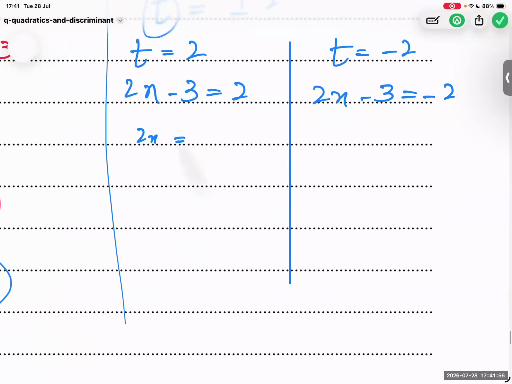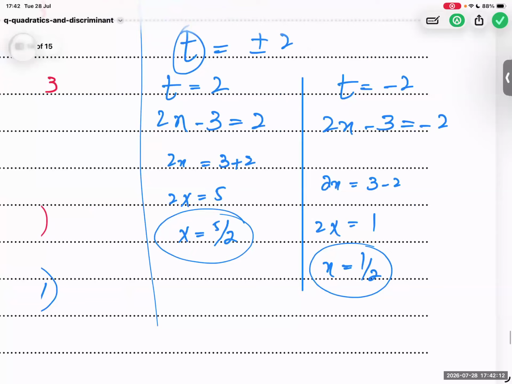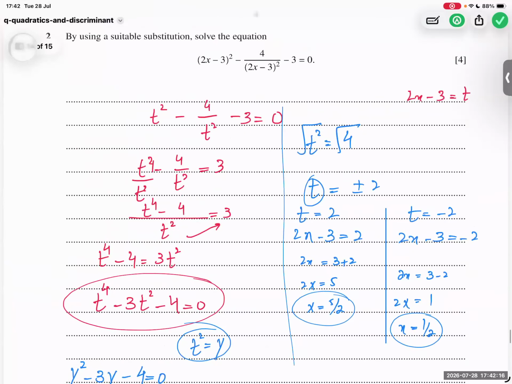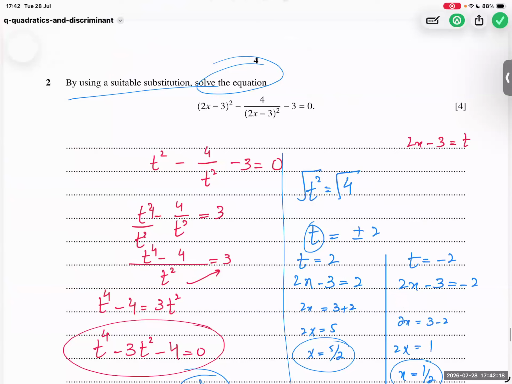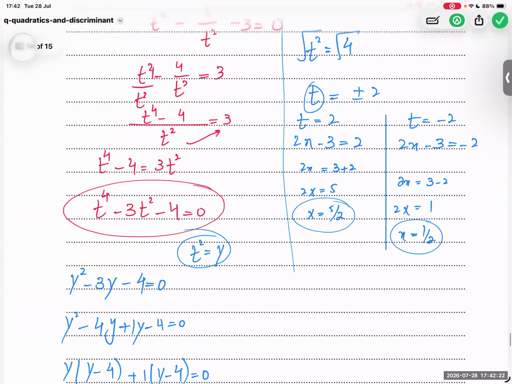And now we can do 2x is equal to 3 plus 2, that is equal to 5. And 2x is equal to 3 minus 2, that is equal to 1. So x is equal to 1 divided by 2. Now, once we have x equal to 5 by 2 and 1 by 2, these are possible answers to this question, right? I hope it's clear.